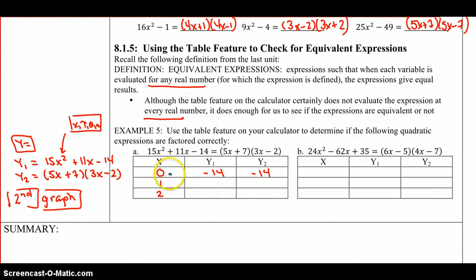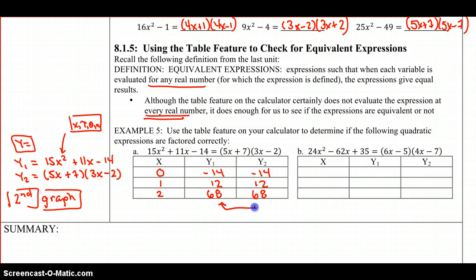Okay, that's not enough to show that they're equivalent if they evaluate the same at only 1 point. But we can see at 1, we get 12 and 12. So if we plug 1 in for x on this side of the equation, we'll get 12. And if we substitute 1 for x on this side of the equation, we get 12. So now we've got 2 points where these evaluate the same. And at 2, we see we get 68 and 68. So again, we certainly haven't checked every real number, but we've checked enough that we can be fairly confident that we have factored this correctly.